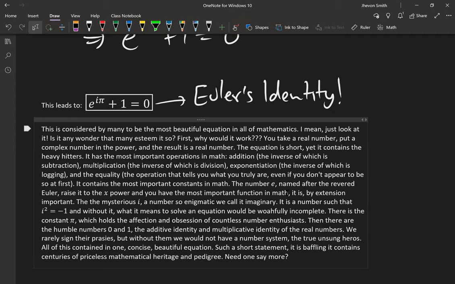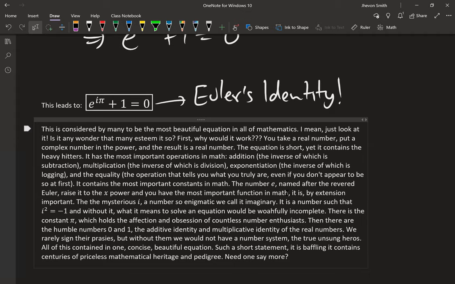It is the number such that i squared equals minus one, and without it, what it means to solve an equation would be woefully incomplete. The fact is, there are polynomials that we would not be able to solve without the complex numbers, and it turns out that with the complex numbers, we can now solve any polynomial in theory to have n roots up to multiplicity. Before the complex numbers, this was not possible.